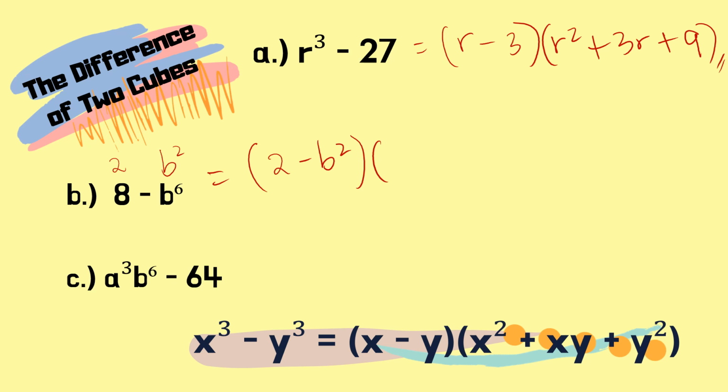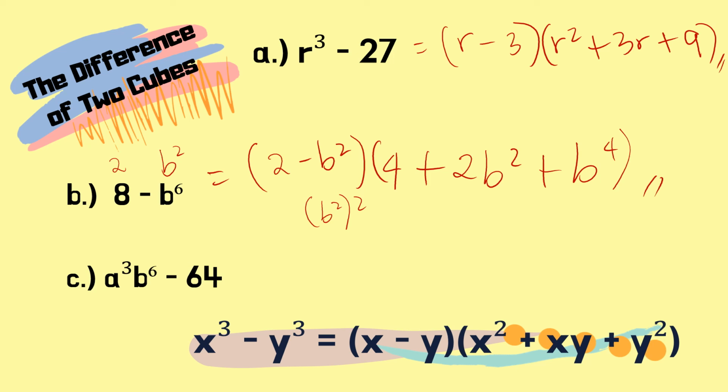So what will be the trinomial factor? What is the square of 2? Very good. That is 4. Plus the product of 2 and b squared. So we have 2b squared. And then, the square of b squared. Again, ha, square mo ang b squared. You multiply the exponents, it will give you b raised to 4. Okay, so that's the answer. That's the factor of the given polynomial.